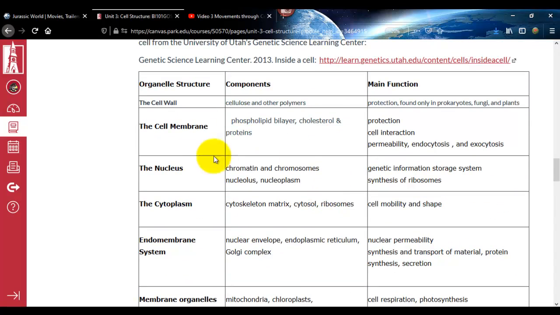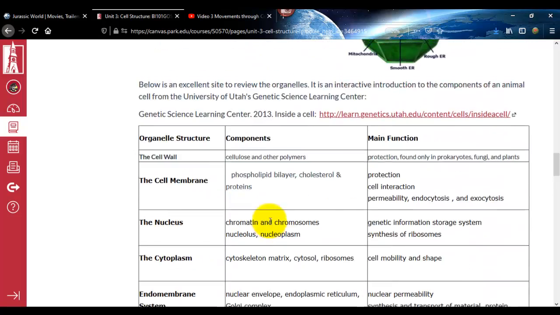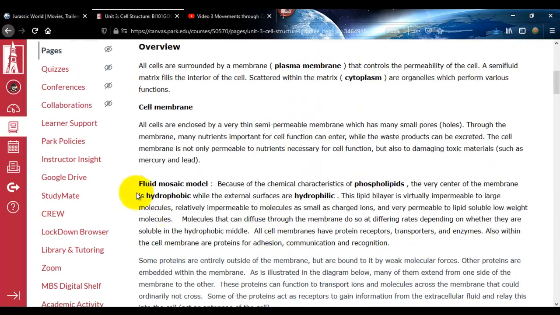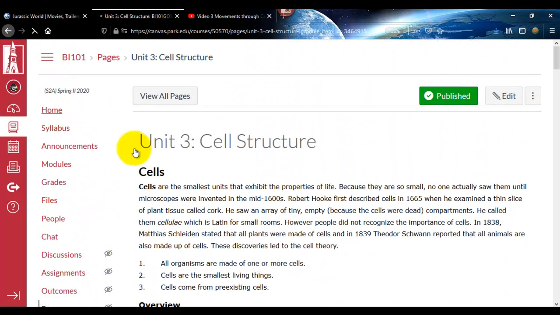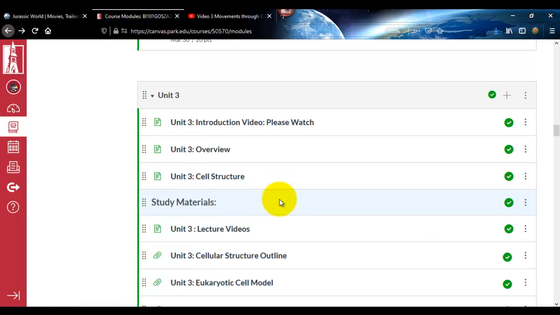I noticed here there was an organelle that was left off, so I went ahead and covered what was under our course, as far as the things in our course description.